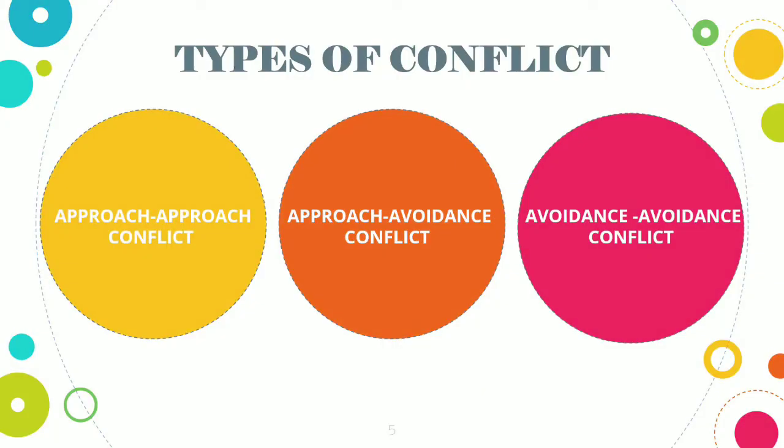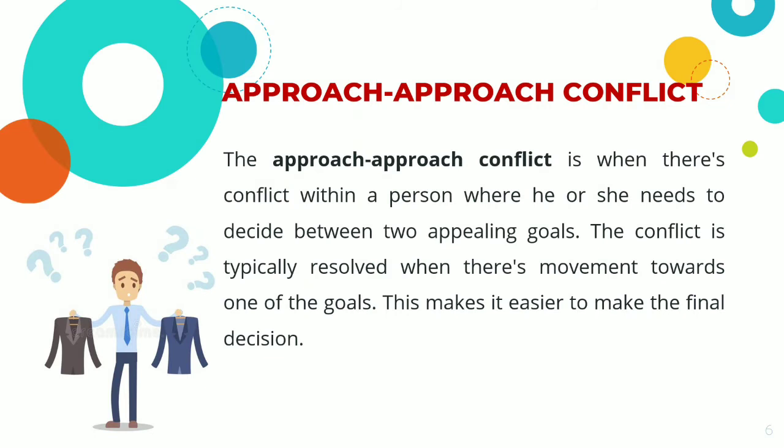A group of psychologists determined that there are three types of conflict: the approach-approach conflict, the approach-avoidance conflict, and the avoidance-avoidance conflict. So let's talk about the first type of conflict, the approach-approach conflict. The approach-approach conflict is when there's conflict within a person where he or she needs to decide between two appealing goals. The conflict is typically resolved when there's movement towards one of the goals. This makes it easier to make the final decision.